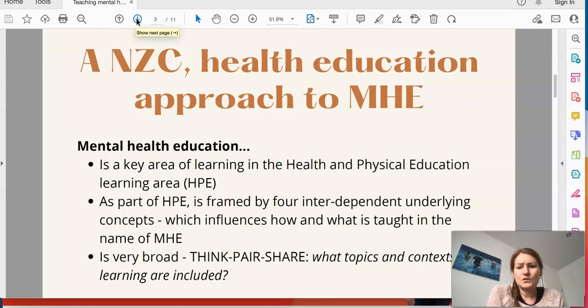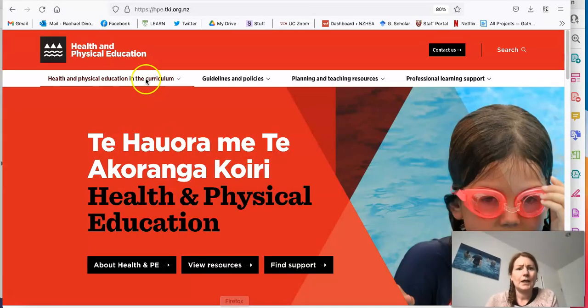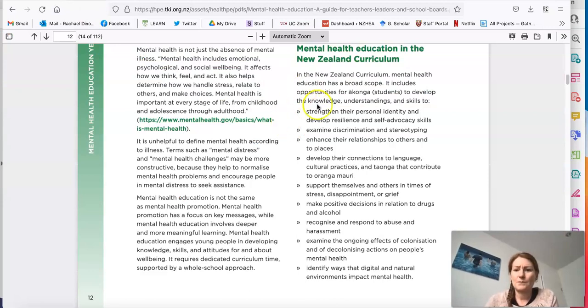In terms of the topics and context for learning, I'm just going to flick over to the brand new Mental Health Education Guide, and there's a page there that I felt quite usefully summed that up. So mental health education has a broad scope. I talk about it in terms of the health education key area of learning. It is the one with the most stuff under it. There's a lot in there.